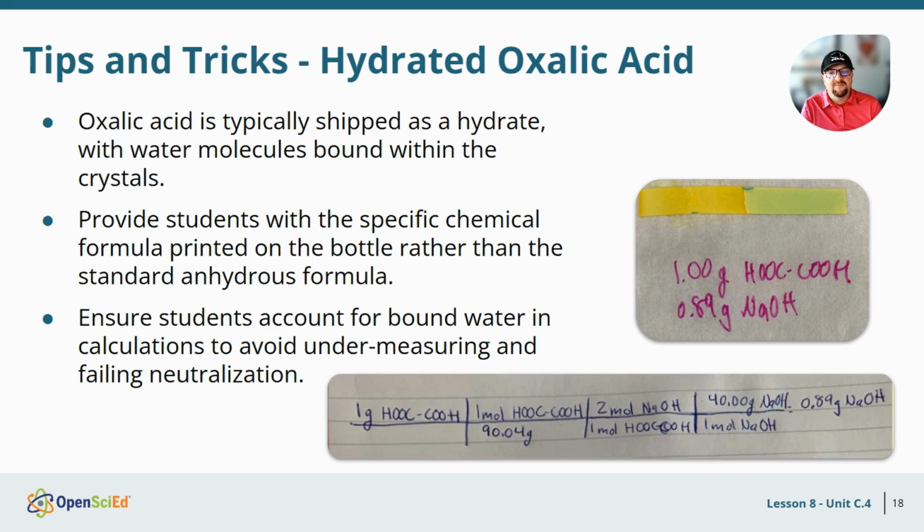To keep this from becoming a frustrating roadblock, I make sure to explicitly prompt them to look at the exact chemical formula printed on the bottle we are using in class, and then remind them that looking at the label is important prior to doing their dimensional analysis. If we don't account for that bound water in their initial setup, they'll end up under-measuring the base needed for the reaction, and their neutralization attempt will fail to reach the targeted pH.